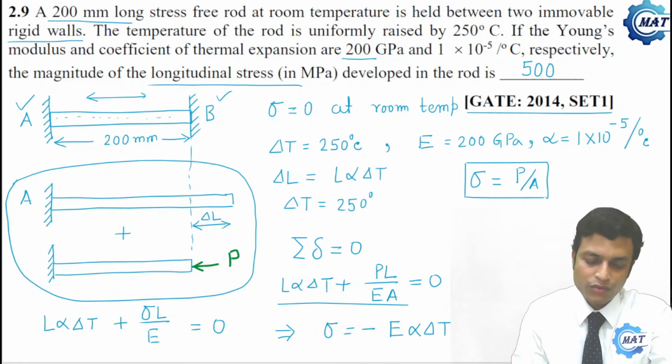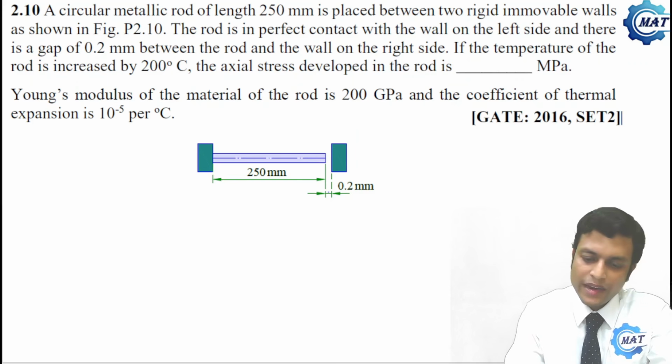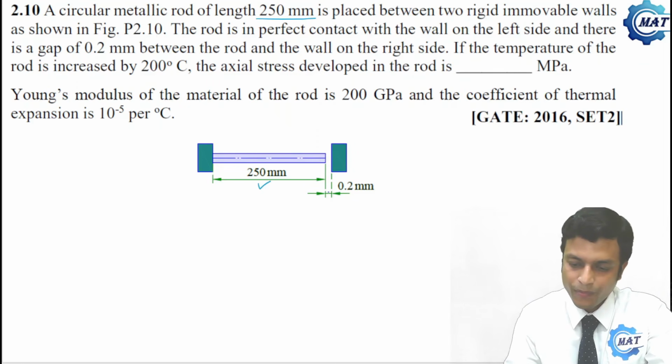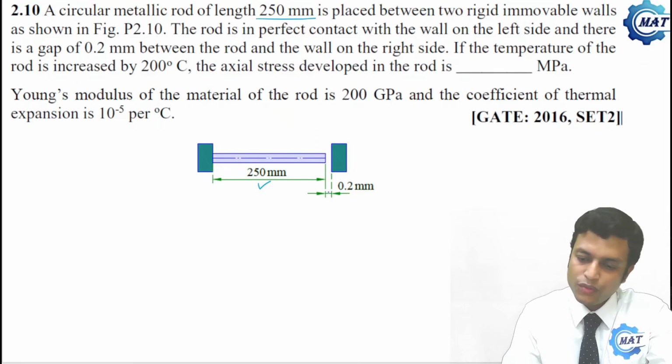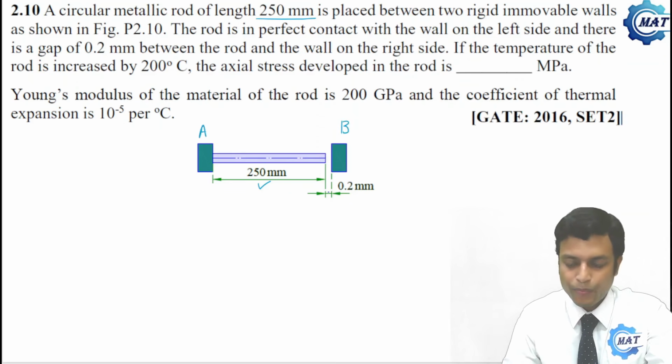Now let us move to the next problem. A circular metallic rod of length 250 mm. This is the length of the rod, shown as 250 mm. It is placed between two rigid immovable walls as shown in the figure. These are two immovable walls. Let us give them names A and B.